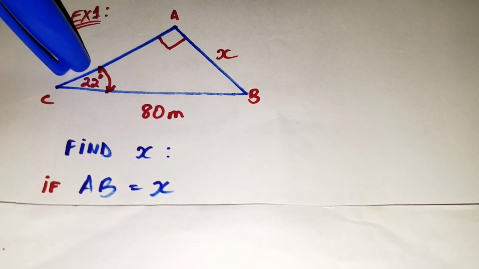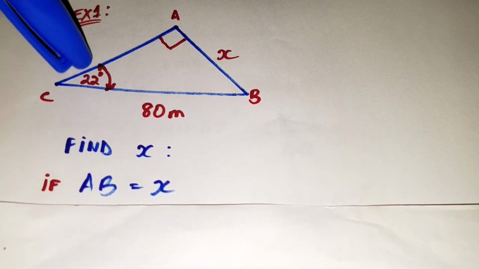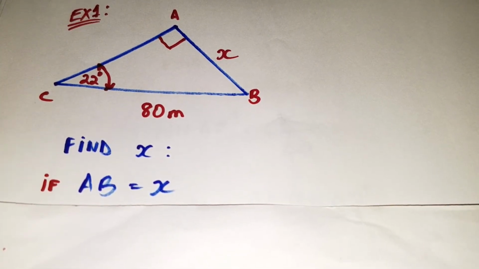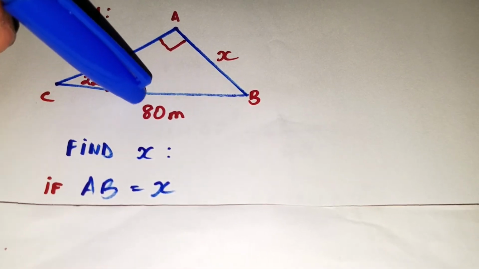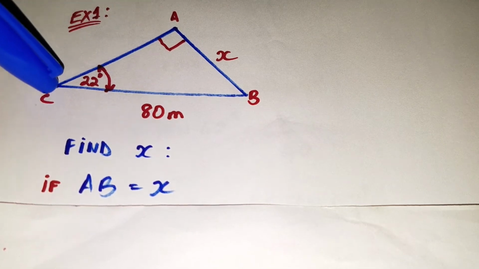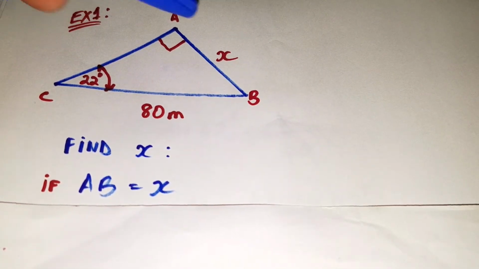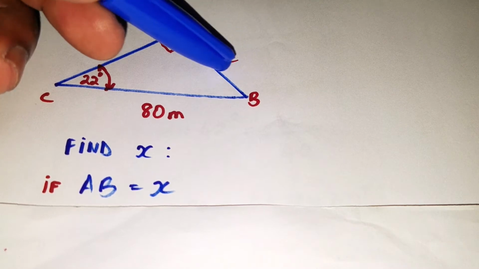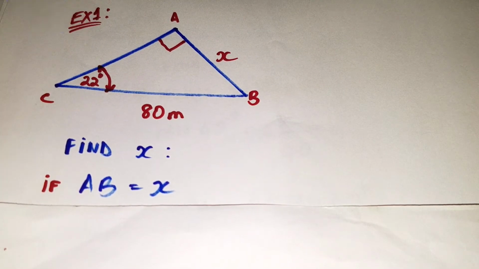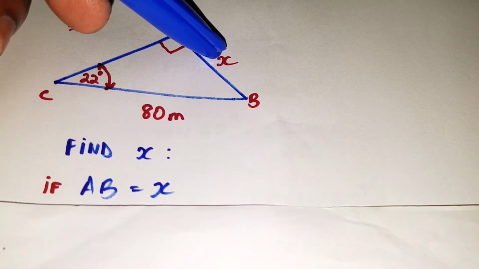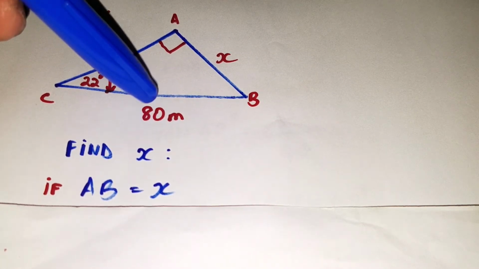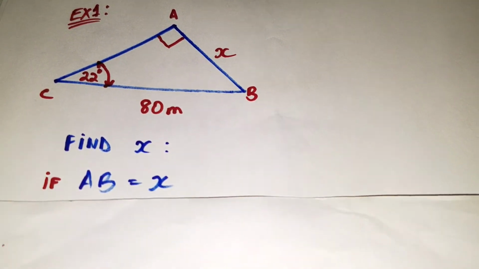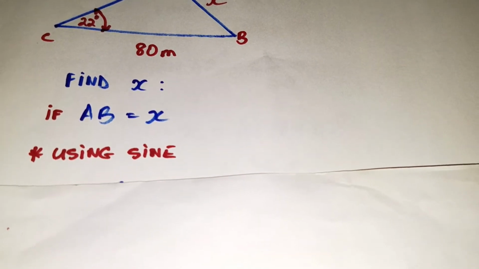Now, the angle of interest is 22 degrees, so we're going to use that angle as our reference angle. The sides that we do have is side CB, which is 80. 80 is the hypotenuse. And X, which is the unknown, is the opposite to 22 degrees. So if we have the opposite side and the hypotenuse, that works out to be sine. So we have to use sine.